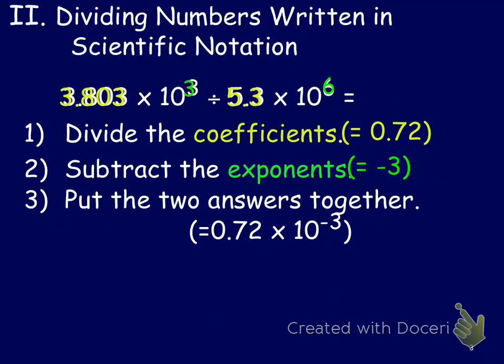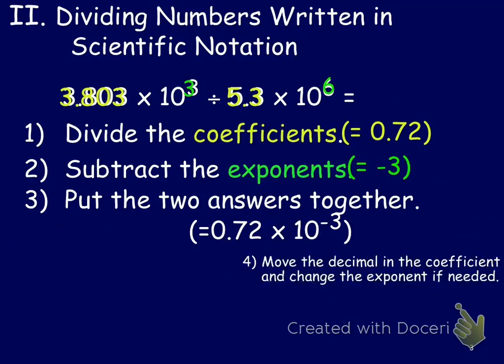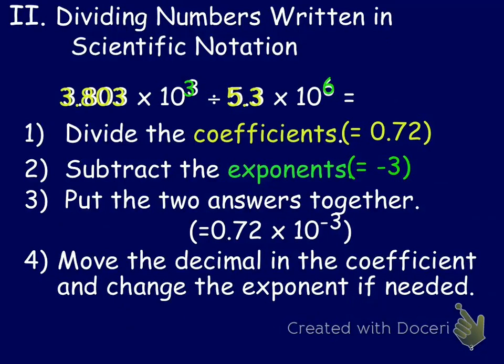Is this in proper scientific notation? Look where the decimal is. Is there one non-zero number to the left of it? You should be answering no. This is not in proper scientific notation. What we have to do is move the decimal so that there's one non-zero number next to it. So when we move it, we're moving it one time to be between the 7 and the 2.